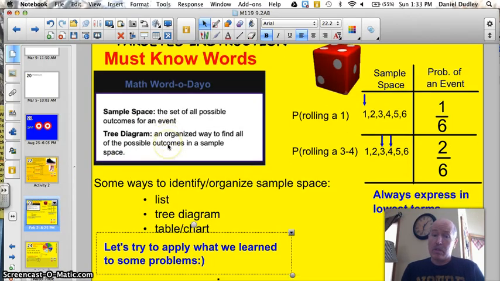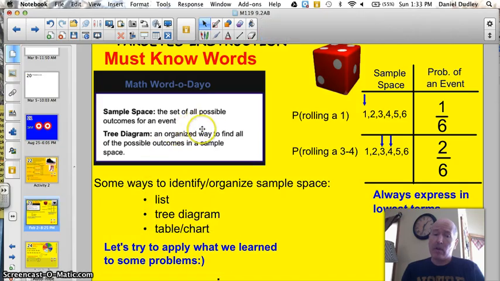So, guess what the words of the day are? Sample space, the set of all possible outcomes for an event. And then we've got tree diagram. That's one organized way to find all the possible outcomes in the sample space.